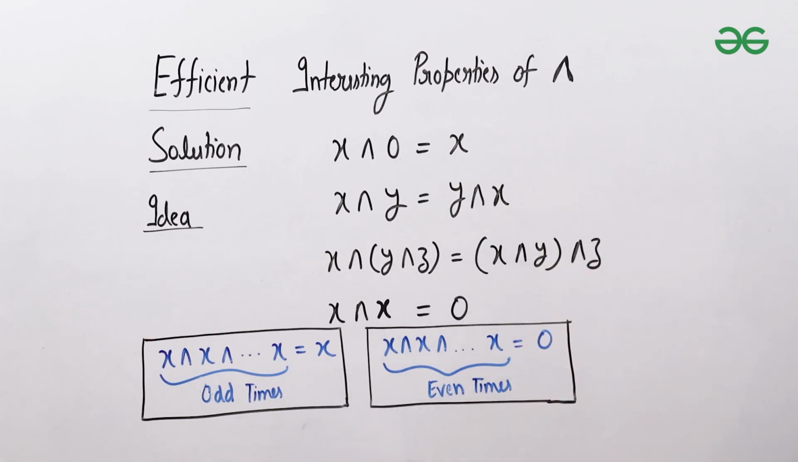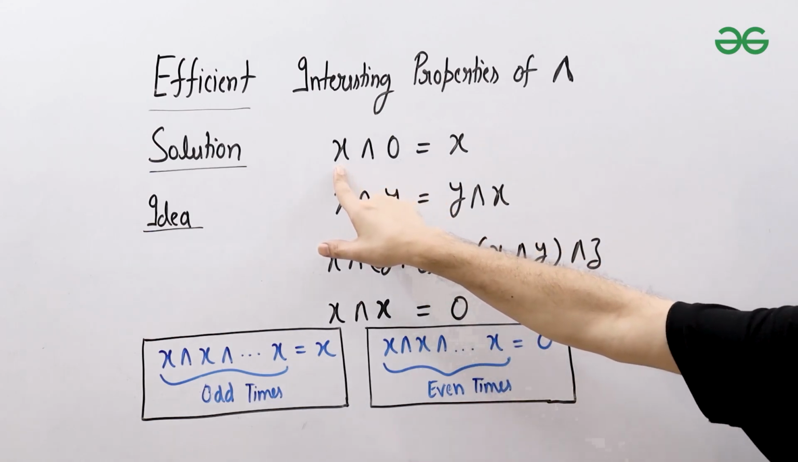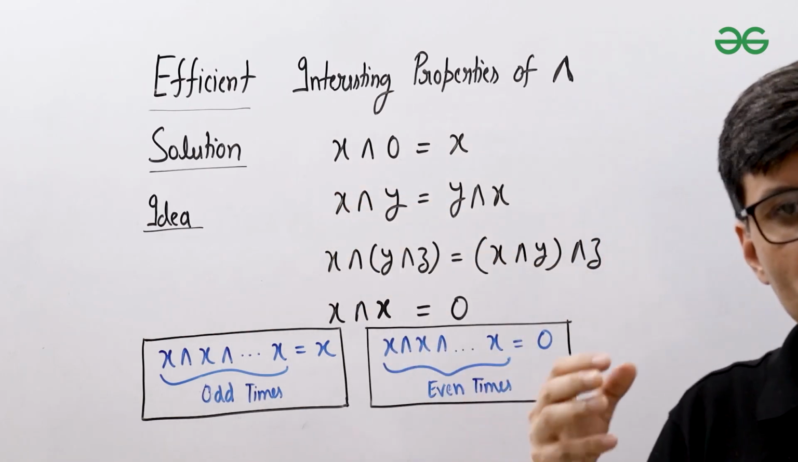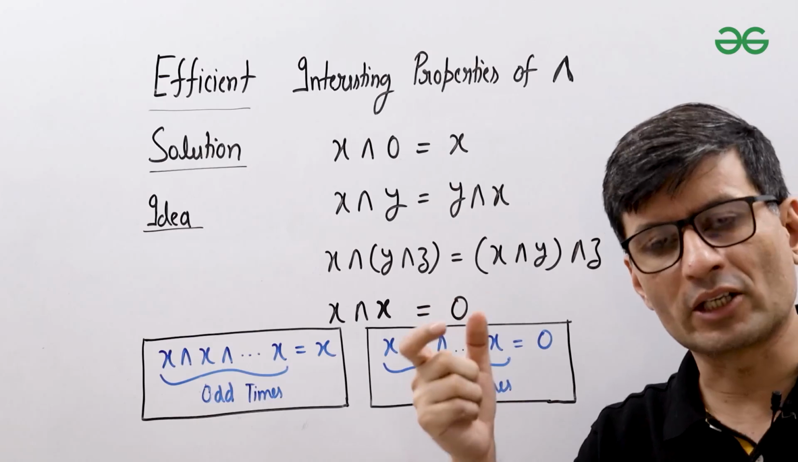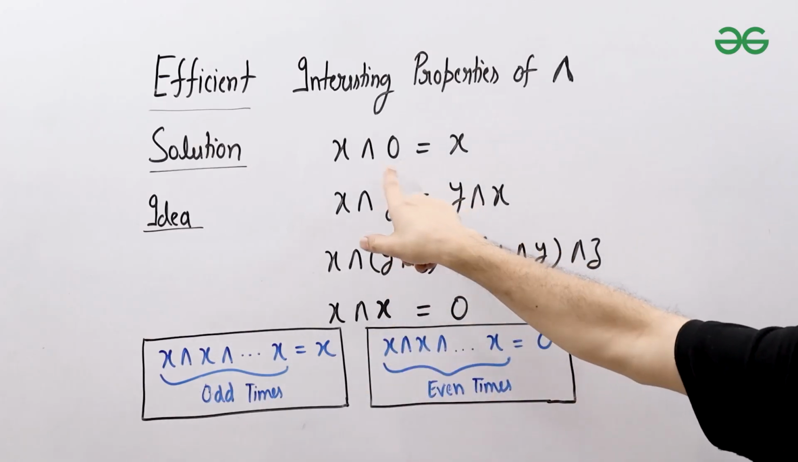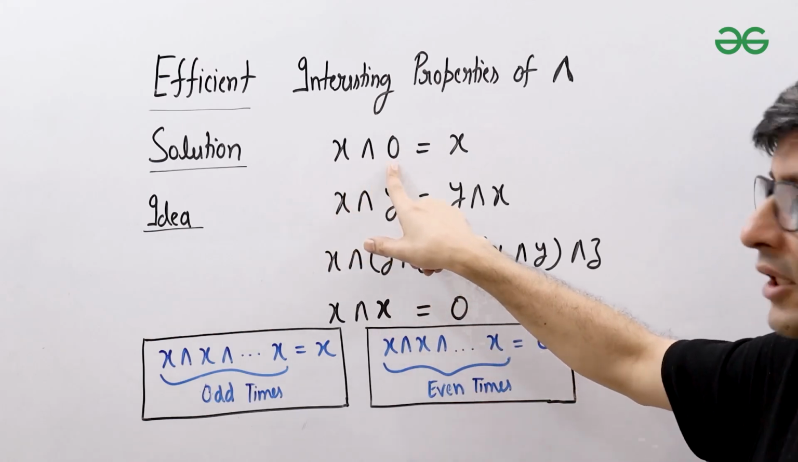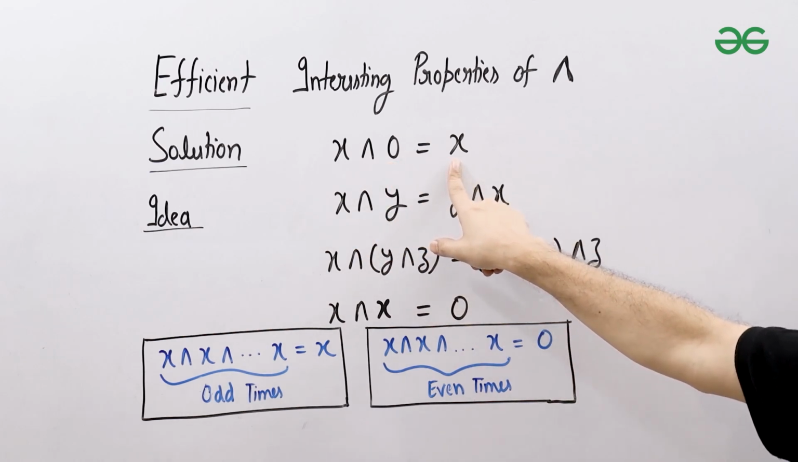Here are some interesting properties of the bitwise XOR operator that make it useful for such questions. Bitwise XOR of x, where x is any number, with 0 is going to give you x. See what happens in bitwise XOR. We consider binary representation and we do bitwise XOR bit by bit. And bitwise XOR works this way: if 2 bits are different, then only the output is 1, otherwise 0. So in case of 0, what is going to happen? When you have 0 in the binary representation of x, you are going to get 0. When you have 1, you are going to get 1, because 0's binary representation is going to have all zeros, right? That's why XOR of 0 with x is x.